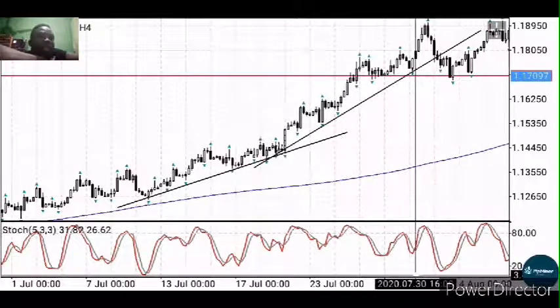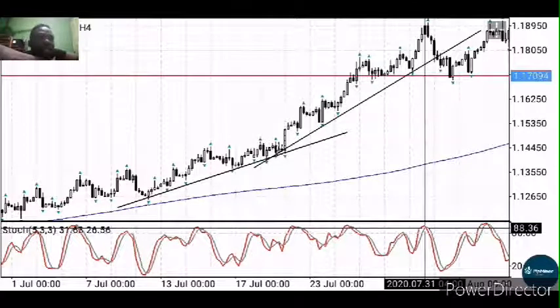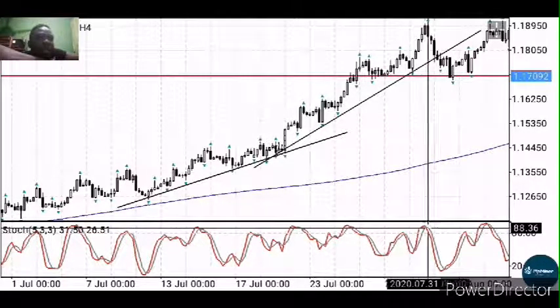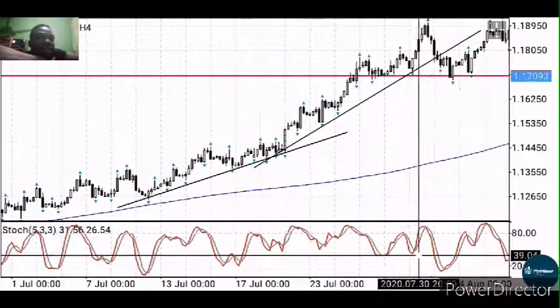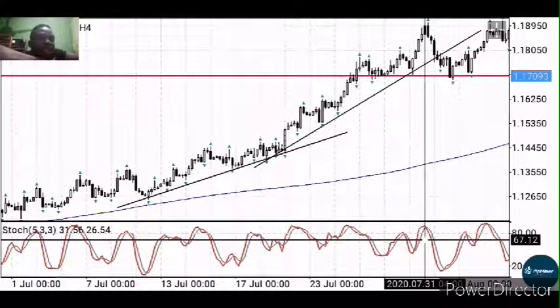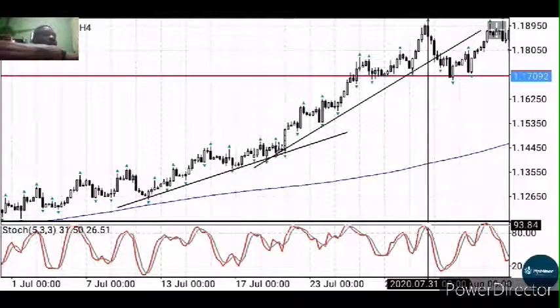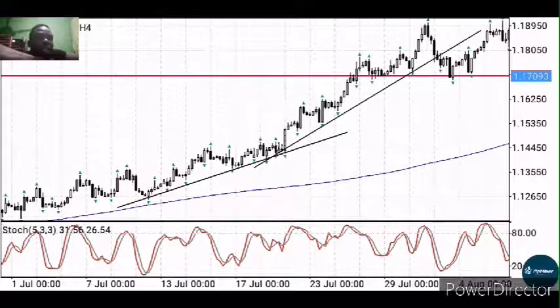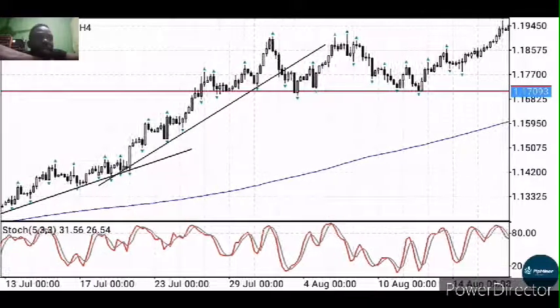Take a look at your oscillator. You can see the oscillator is already in the overbought position, and right now you can see the moving averages of the stochastic piercing each other, facing downwards. So this is a clear signal at this point that the trend is probably going to reverse, or it's going to fall into a range. Okay, so let's scroll further and see what the result is.